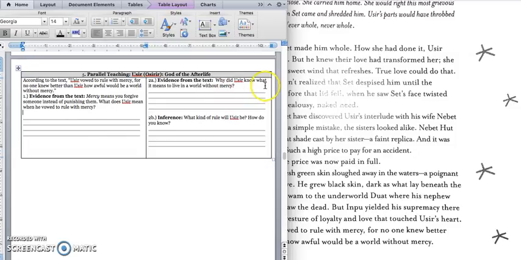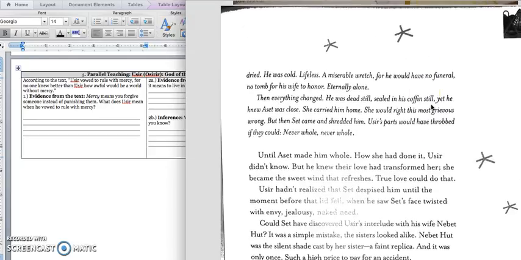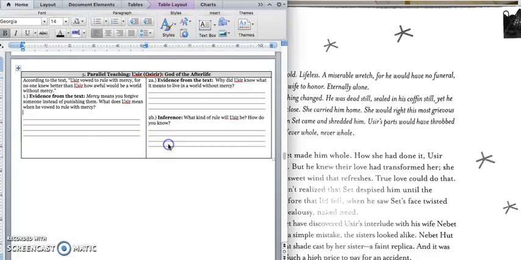It says, why does Usir know what it means to live in a world without mercy? So we need to think, what situation was in Usir's life where someone did not forgive him and where someone punished him or got revenge? And so I'm thinking back into the text to Usir's memory of Set throwing him in the box and killing him and then ripping him up into pieces because he was so envious. In box 2A, I would write, Usir had not experienced any mercy from Set, which makes him want to give other people mercy. Press pause to write down your answer and play when you're ready for 2B.